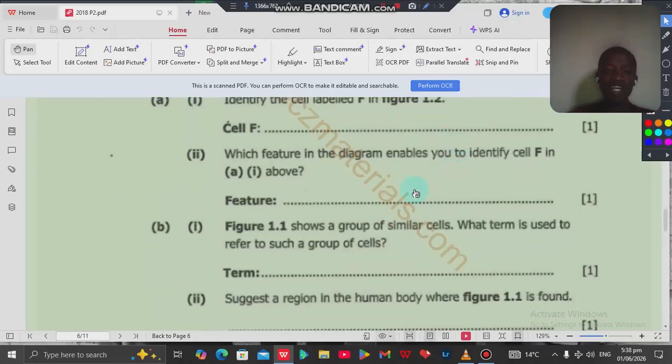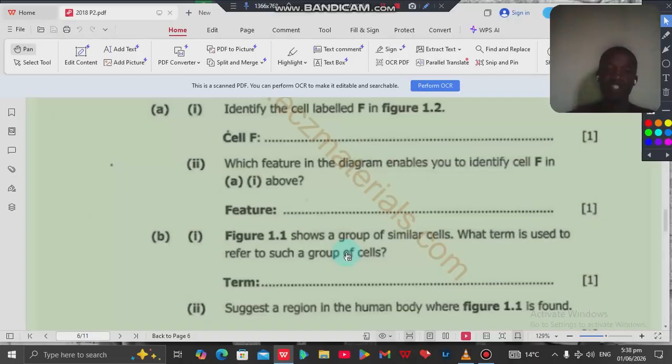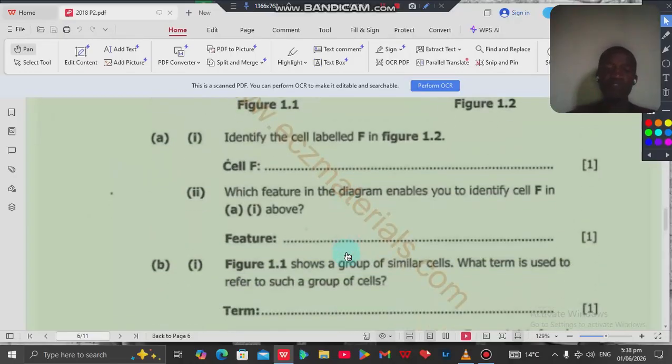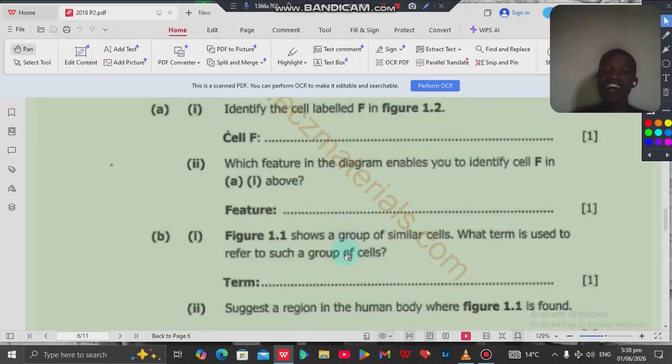Moving on, B says figure 1.1 show a group of similar cells. What term is used to refer to such a group of cells? So a group of similar cells is known as a tissue. Now remember, a group of similar cells make up a tissue. A group of tissues make up an organ. A group of organs make up a system. A group of organ systems makes up an organism, right?